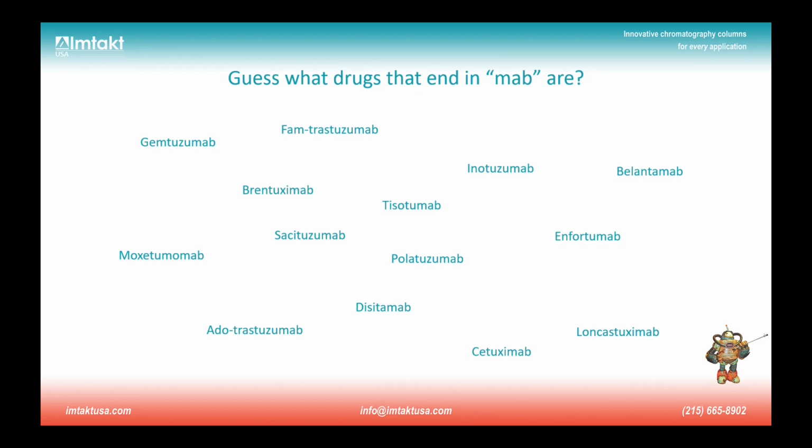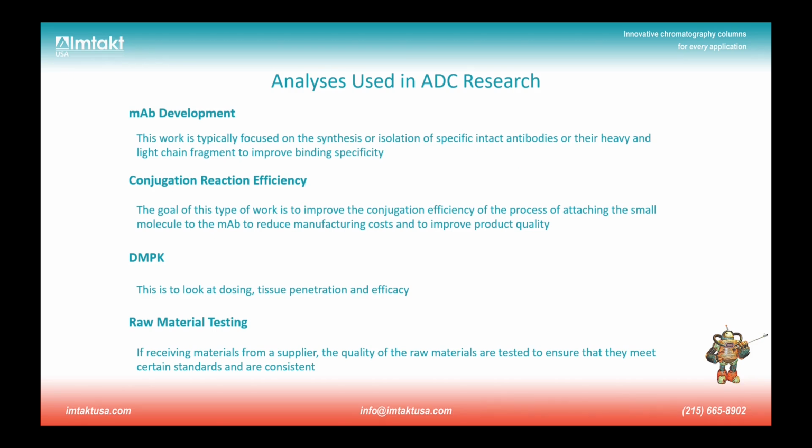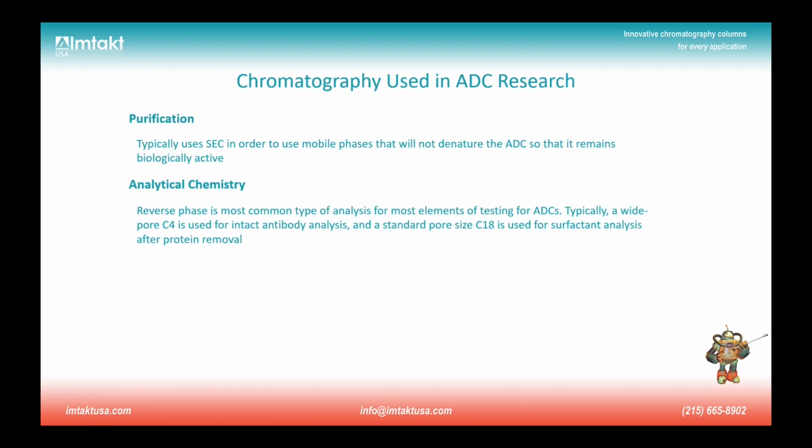There's several different groups that we see in this field. You could be working on the antibody itself. You could be working on how that antibody and the reaction to attach the drug to it. You could be looking at the efficacy if you're part of a DMPK group. You could also be testing the raw material if you get some products from a third party, or even the surfactant. And there's two main types of chromatography used: the purification work, like with SEC, and then the analytical chemistry, which typically uses a protein column, which is a wide pore C4, or a standard pore size C18, for example, if you're looking at surfactants, where you have to do a protein precipitation first.